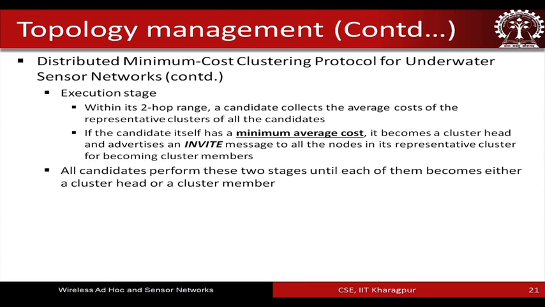In the execution stage, within its 2-hop range, a candidate collects the average costs of the representative clusters of all the candidates. If the candidate itself has the minimum average cost, it becomes a cluster head and advertises an invite message to all the nodes in its representative cluster to become cluster members.